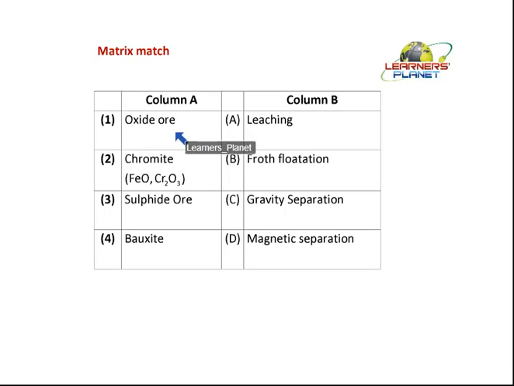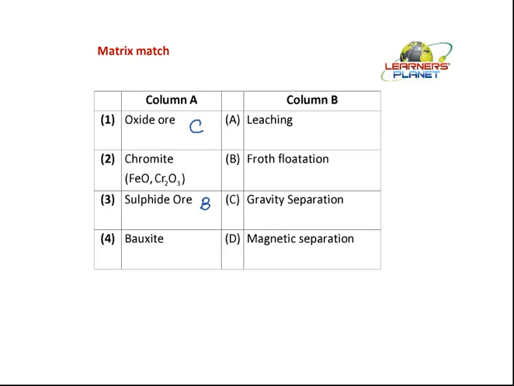The processes. Oxide ore, how is it concentrated? Or dressing of oxide ore, how is it done? Froth flotation is for sulfide ores, right? So we can write this third as D, because the ore particles are wetted by oil and the gangue particles are wetted by water. So they settle down and the ore particles float on the surface. So sulfide ores by froth flotation. Whereas your oxide ore is by gravity separation.